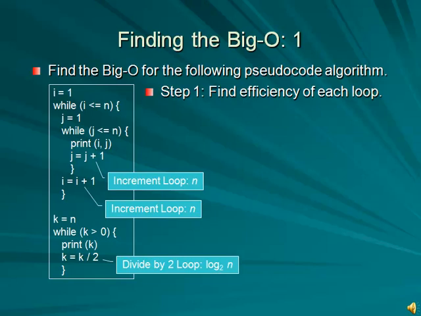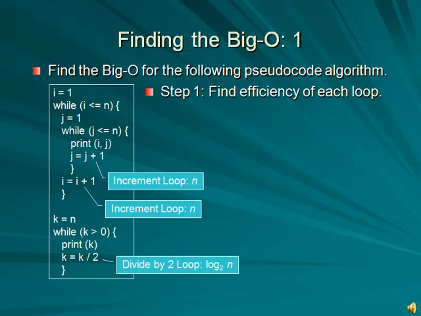This time, let's try and find the big O for an actual algorithm. On the left-hand side, you can see some pseudocode, a couple of nested loops followed by another loop. So, in order to find the big O for the entire algorithm, there are several steps. The first, find the efficiency of each loop. You can see that there are 3 loops there. The first, or the innermost loop, is an n loop. The outer loop in the first one is order n, and then the last loop, because it's a divide by 2, is log n.